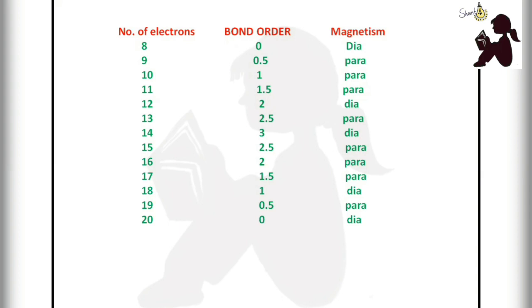Now you can see that if the number of electrons is even, it comes diamagnetic, and if the number of electrons is odd, then it comes paramagnetic. Just like you can see that 8 gives diamagnetic, 9 gives paramagnetic, 11 gives paramagnetic, 12 gives diamagnetic.